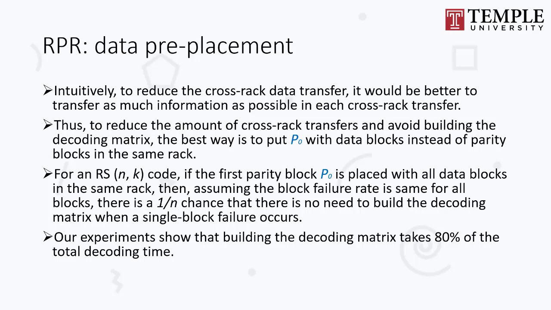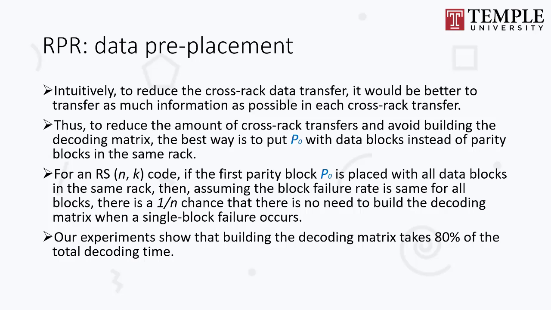Previous work has found that single block failures are the most common and the dominant failures in distributed storage systems. To optimize for this case, we proposed a pre-placement scheme which utilizes the previously mentioned property of the RS code. So intuitively, to reduce the cross-rack data transfer, it would be better to transfer as much information as possible in each cross-rack transfer.